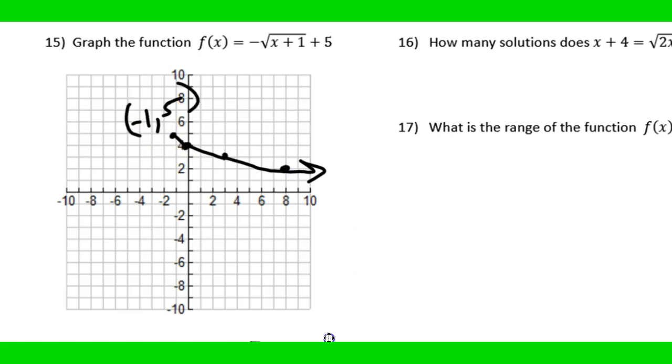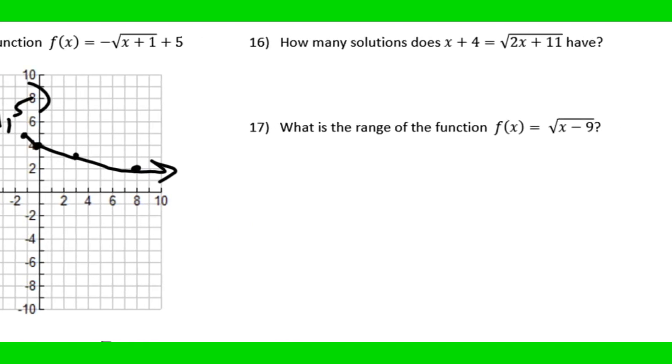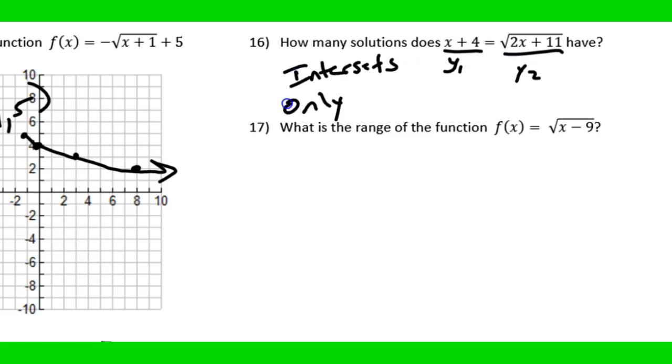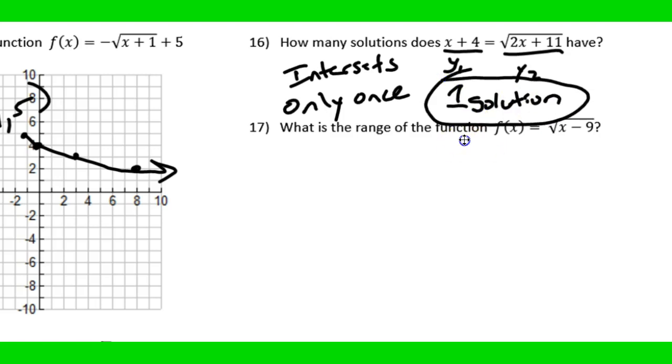All right. Now, let's go over here. It says how many solutions does this have? All right, well look, listen. If I put both of these in the calculator, if I put that in Y1 and put that in Y2, I'll see that they intersect once. So because it intersects only once, there is one solution. One solution, all right?